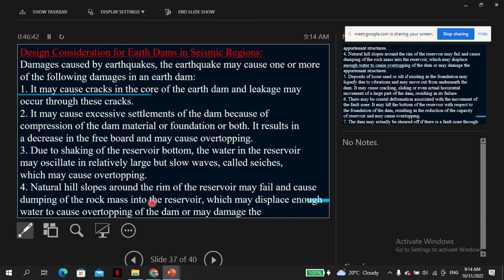So the natural hill slopes around the rim of this reservoir may fail and cause dumping of the rock into the reservoir, which may displace enough water to cause overtopping of the dam.